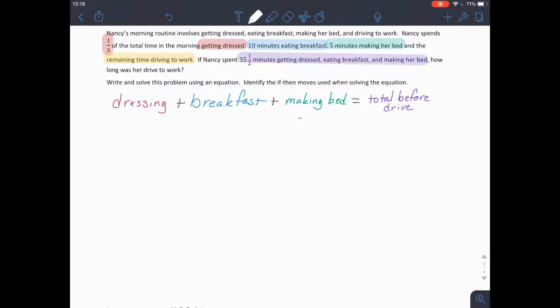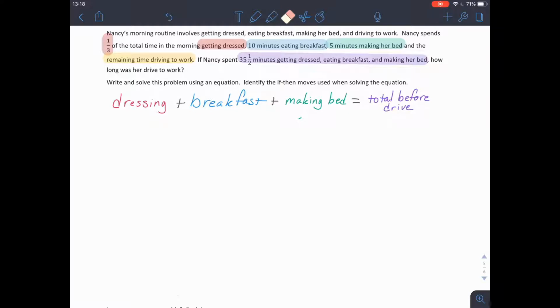And I know the things that go into that are dressing, breakfast, and making the bed. So I'm going to take those, and I know that those times add to equal her total amount of time before she drives. So my next step then is just to replace those things with their values.